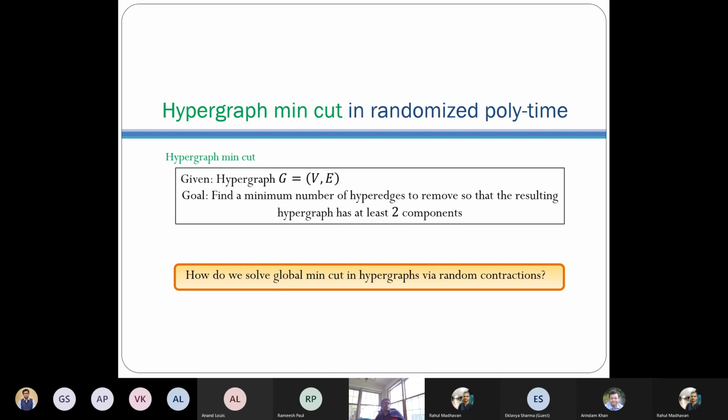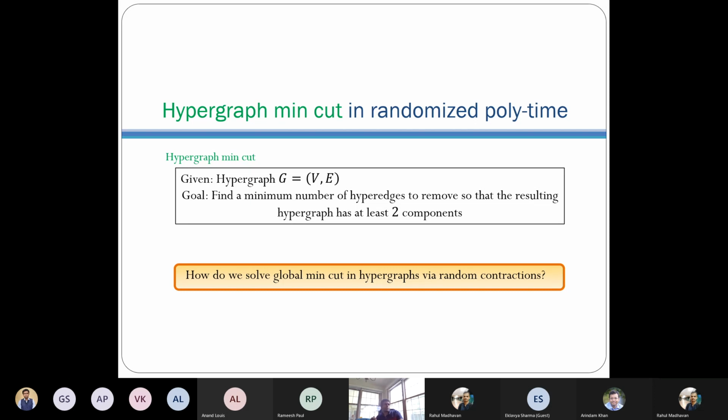If you think about global min-cut in graphs, one way to solve this is via the uniform random contraction algorithm due to Karger. How did that go? You repeatedly pick a uniform random edge, contract it, and repeat until the graph has only two vertices, at which point you return all edges between those two vertices. And this will be a global min-cut with large enough probability. This was Karger's uniform random contraction algorithm.